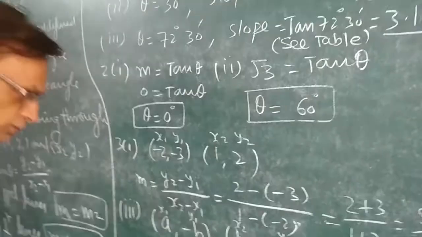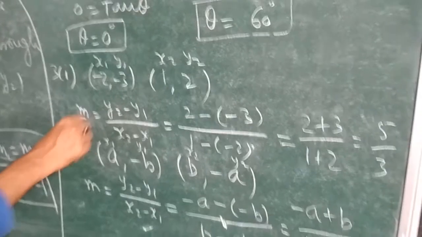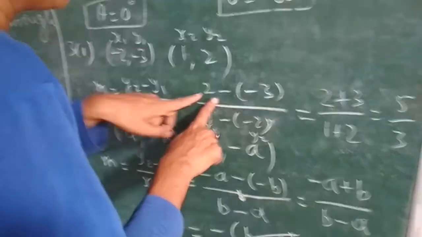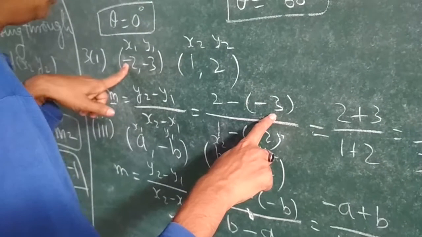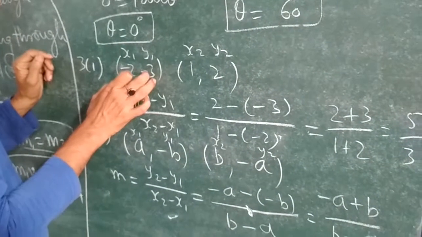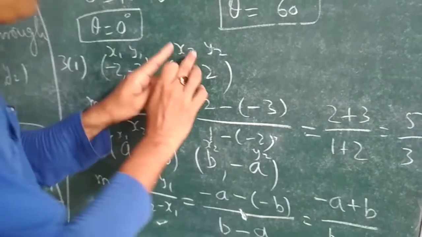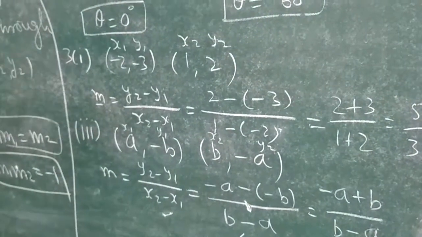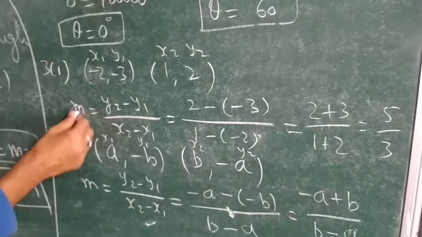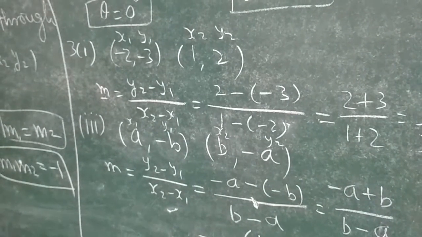Third question, first part: you are given 2 points and you are supposed to find the slope. m equal to y2 minus y1 upon x2 minus x1. First you write, above the given points, x1, y1 here and in the same way x2, y2 here, so that when you apply these values in the formula, you will commit no mistake. So m equal to y2 minus y1 upon x2 minus x1. This is the formula. Now we put the values.